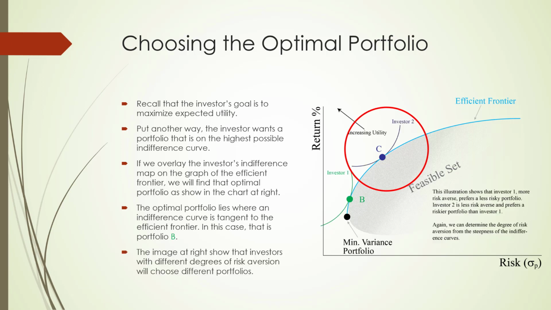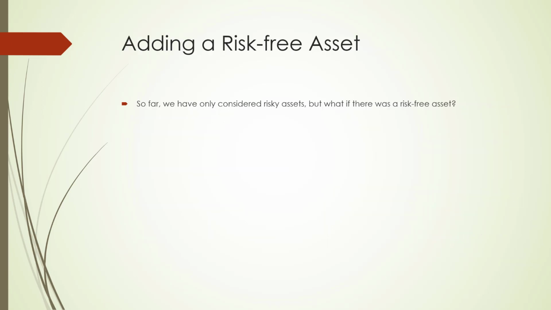Well, here you see investor 1 that we just saw, except I've eliminated the irrelevant indifference curves. And investor 2, who remember was more tolerant of risk, will have a riskier portfolio, portfolio C in this case. The methodology is the same. We take investor 2's indifference map, we overlay it on the chart of the efficient frontier, and we find the indifference curve that is tangent to the efficient frontier, and that would be point C in the case of investor 2.